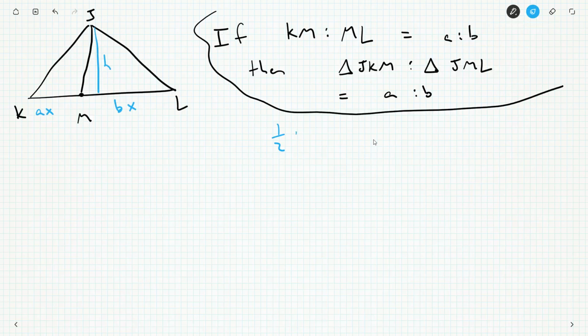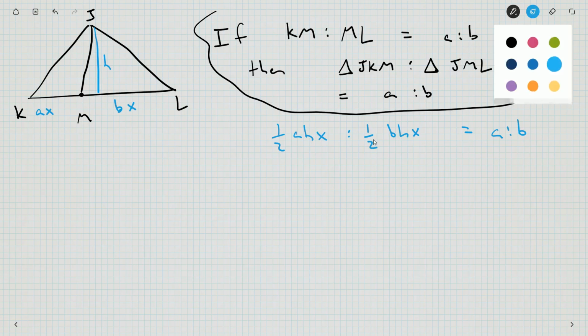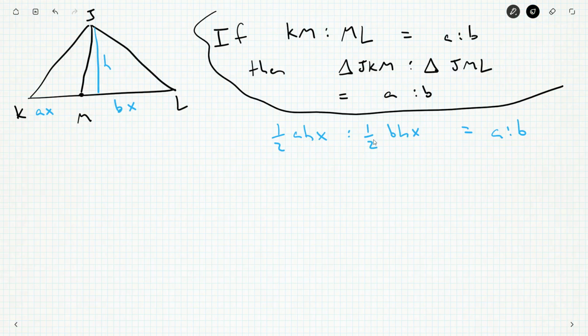The areas are 1/2 AHX to 1/2 BHX. Divide by 1/2 HX on both sides. You get A to B. Very short proof, but it looks like we're going to need this in this particular question, and possibly the next question. It's just a general case of part A.